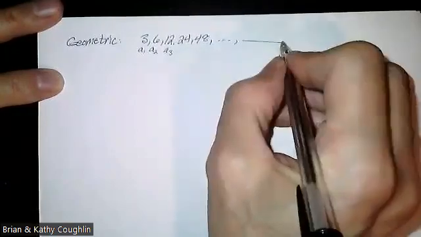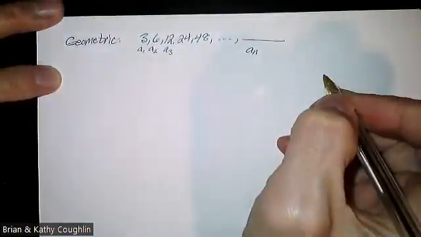Okay. Next, I would like to try geometric. And let's try the one we did before. It was 3, 6, 12, 24, 48, and so on. Again, we're calling this A1, A2, A3. This is the first term, second term, third term, and so on. And eventually you're going to ask for the nth term.